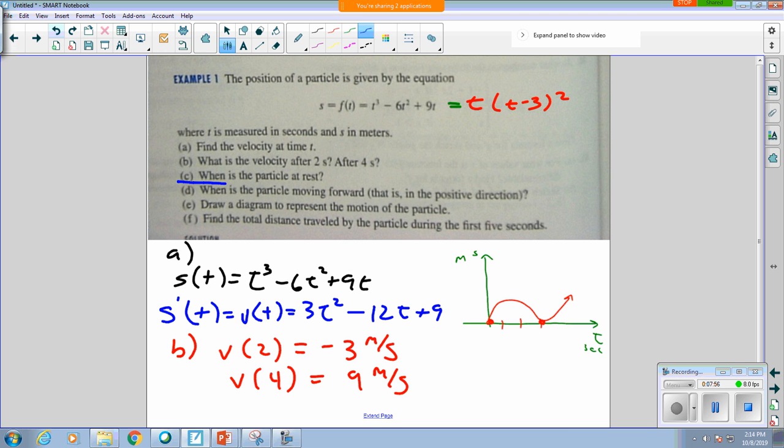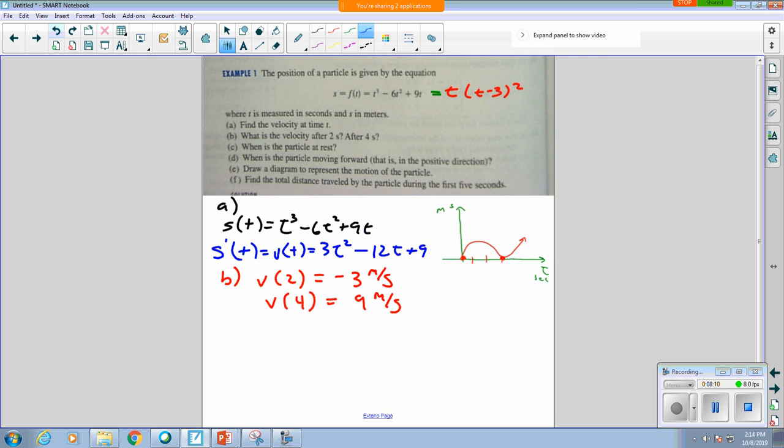When is the particle at rest? Well, I can take some guesses. 2.5. That's 3. Okay, 1.5, and somewhere else, actually. Where is it at rest? What does that mean? Guys, when a particle is at rest, velocity is 0.